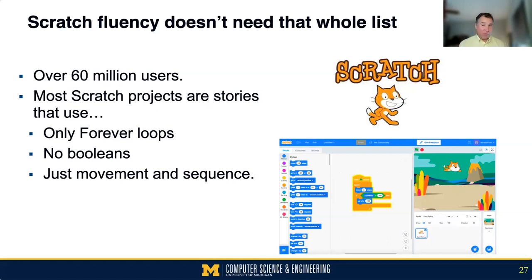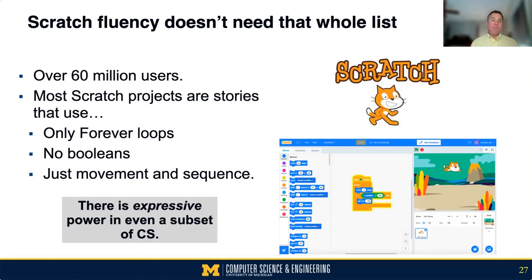So yes, you can do all those things in Scratch. But if you look at what students using Scratch really do, and there've been over 60 million users of Scratch and many studies about what students are actually doing in Scratch, one of my favorites is by Yasmin Kafai and Debbie Fields. They show that most students using Scratch use it for storytelling. And if there are any loops at all, they're only forever loops. There are no Booleans at all. There's just movement and sequence. With that little bit of computing, you still get 60 million users.